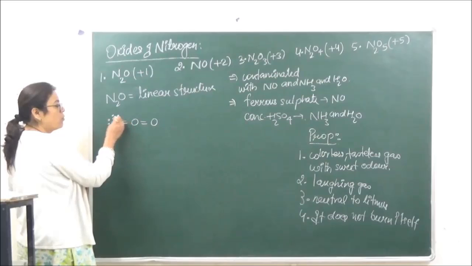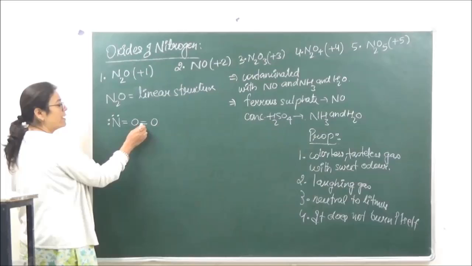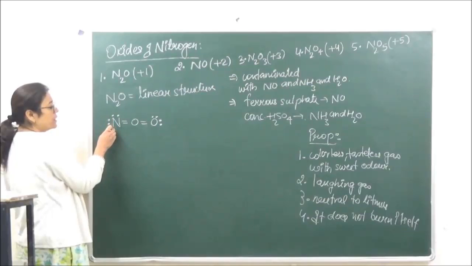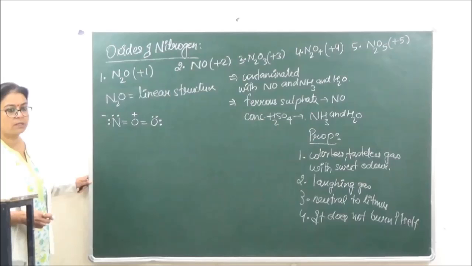ठीक है? इसके पास center oxygen के पास there is no lone pair of electrons present. And this is going to have 4 lone pair of electrons. So यहाँ पे nitrogen के ऊपर there is going to be a negative charge and this oxygen is going to bear a positive charge. Right?